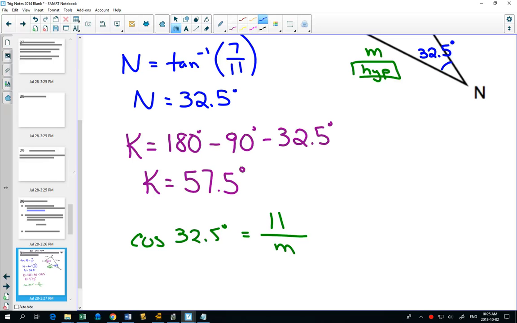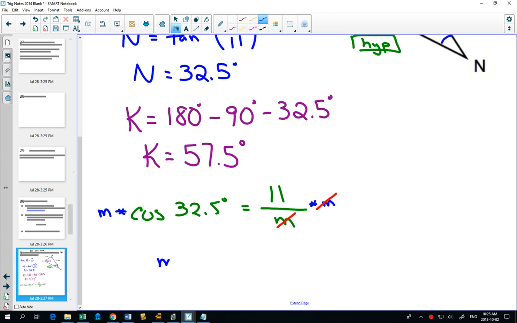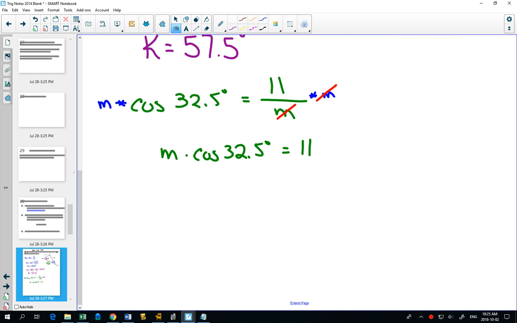What do we do when we have our M in our denominator? We have to take that extra step and multiply both sides by M, to get it out of the denominator. So now we would have M times cos of 32.5 degrees is equal to 11. And to get M by itself, I would need to divide both sides by cos of 32.5 degrees. That will simplify here and cancel those out.